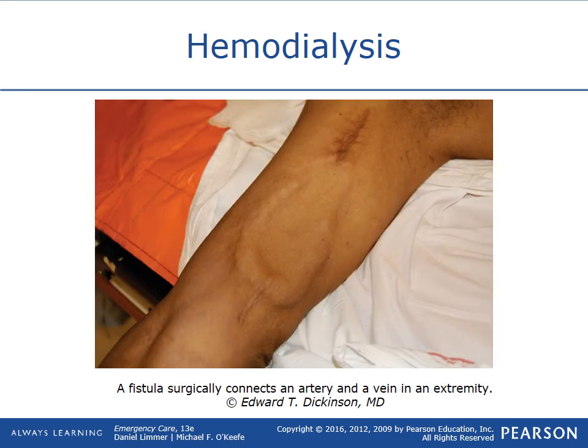This is a picture of a fistula. It's placed under the skin. You can feel it, but you need to be aware people with fistulas cannot have a blood pressure taken on that side. So ask people before you take a blood pressure, which side is your fistula on? A lot of times they'll tell you, but if you see something like this in a patient that's unresponsive or can't tell you otherwise, do not take a blood pressure in the arm that has the fistula.